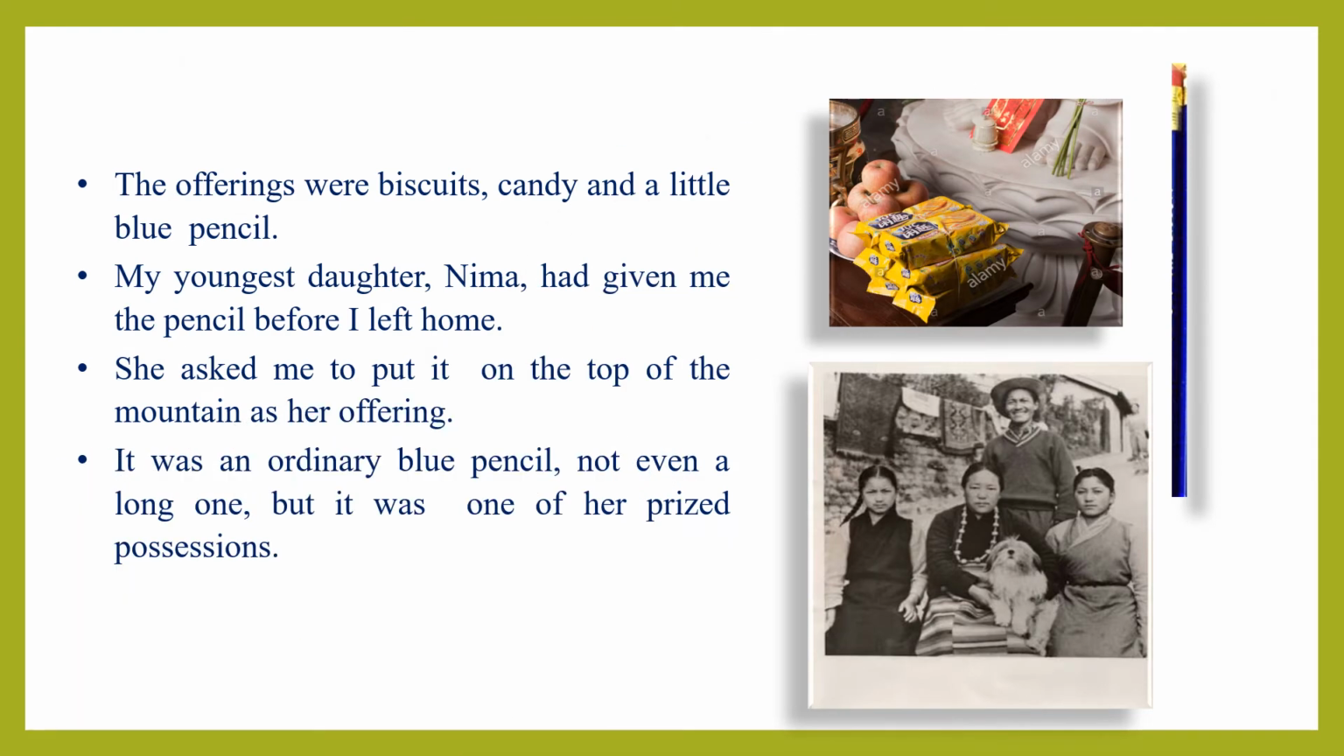The offerings were biscuits, candy, and a little blue pencil which his youngest daughter Nima had given him when he left home for the expedition. She had asked Tenzing to put it on the top of the mountain as her offering. Important to note is that it was an ordinary blue pencil, not even long, but it was a prized possession, valuable to her, and she wanted to offer it to God.